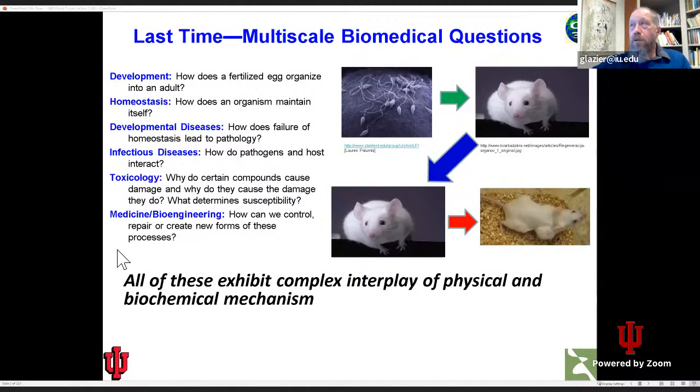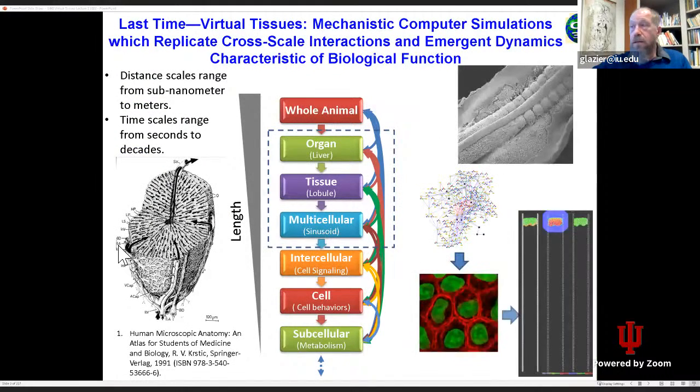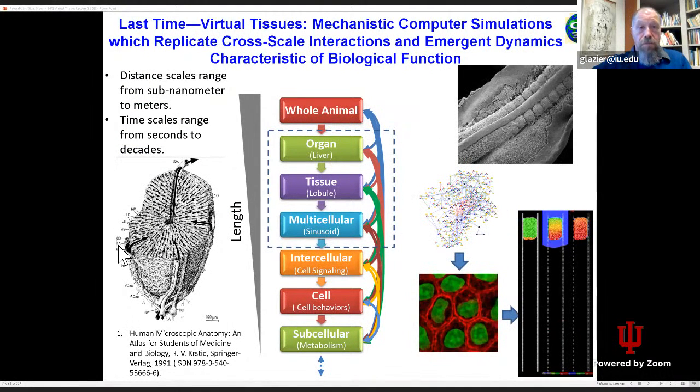So, last time we introduced the basic theme of this course, which is how to model organismal development, homeostasis, and disease. In particular, how do we understand the interplay between physical mechanisms and biochemical signaling. We're going to do that using computational models, which we tend to call virtual tissues, although they also have other names. The virtual tissue name was developed by our colleagues at the Environmental Protection Agency. I think it's as good as any.